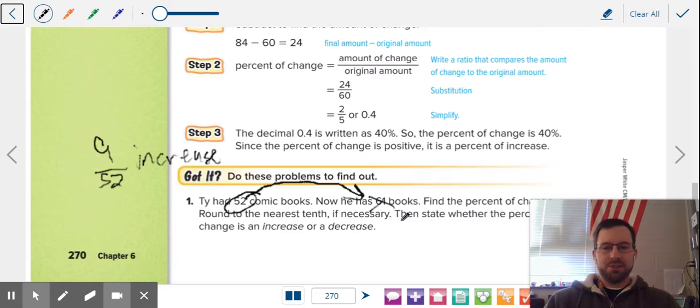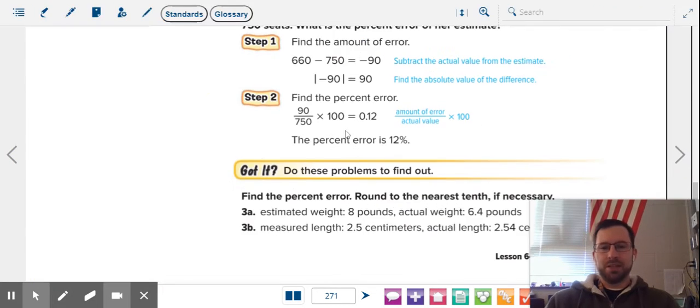It says round to the nearest tenth, so I got 17.3% increase. So he increased his collection by 17.3%. It's as easy as that. Let's take a look at another example.